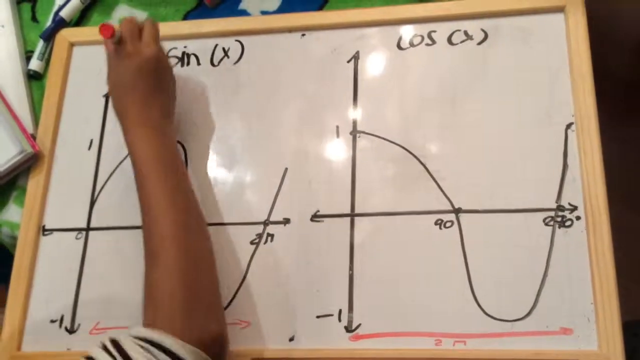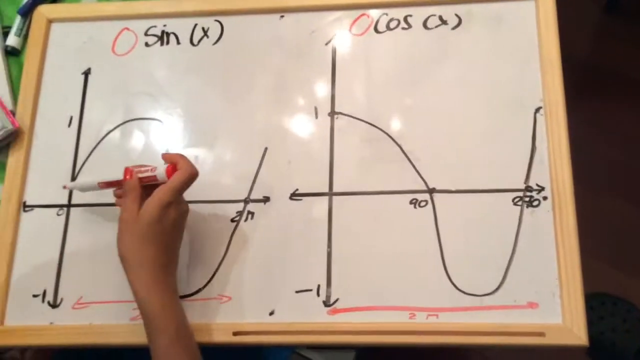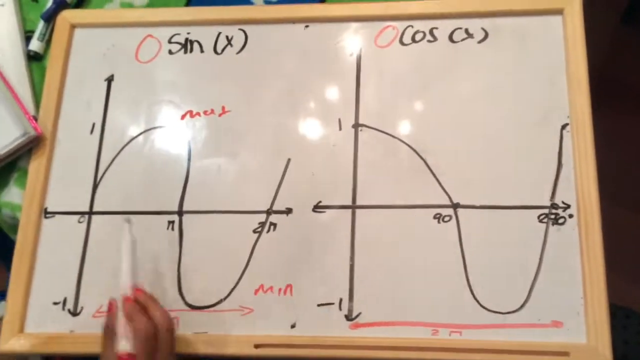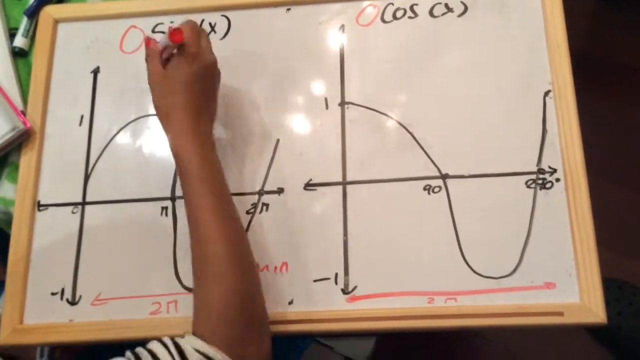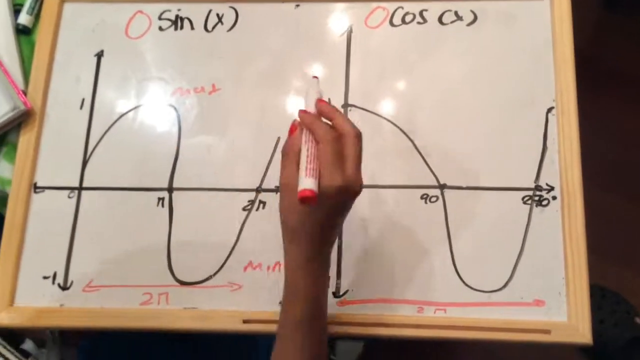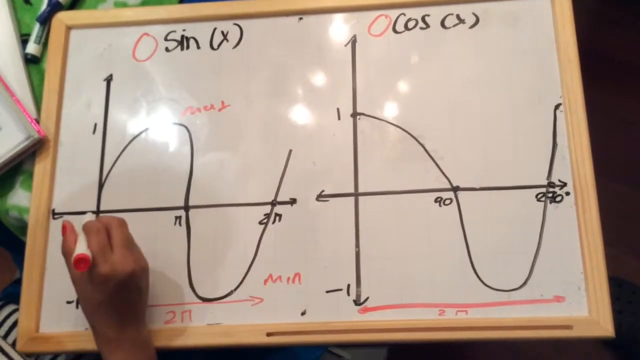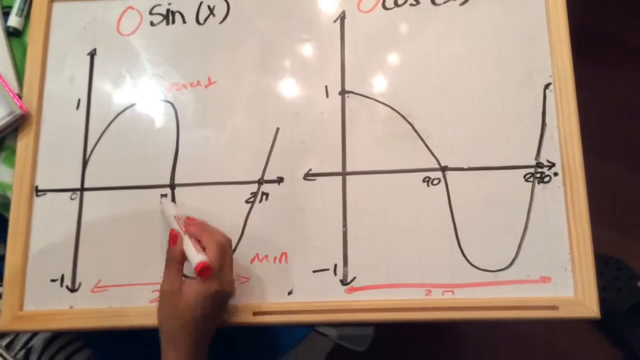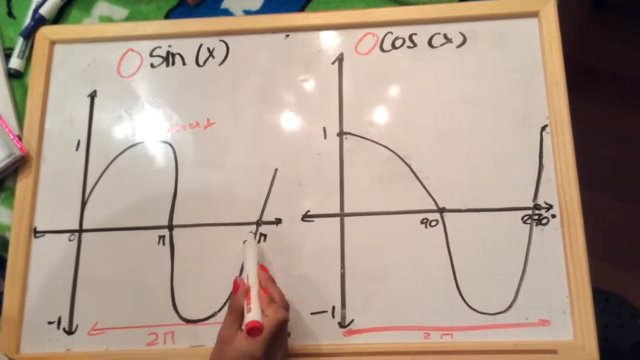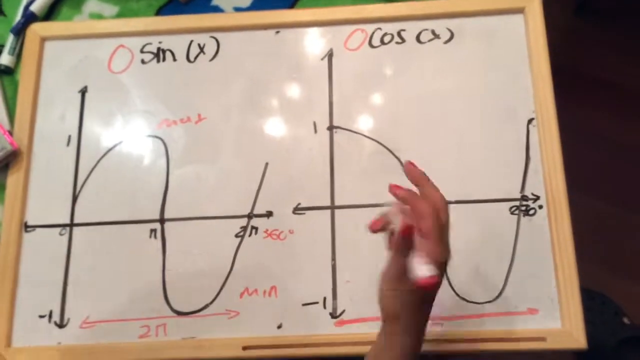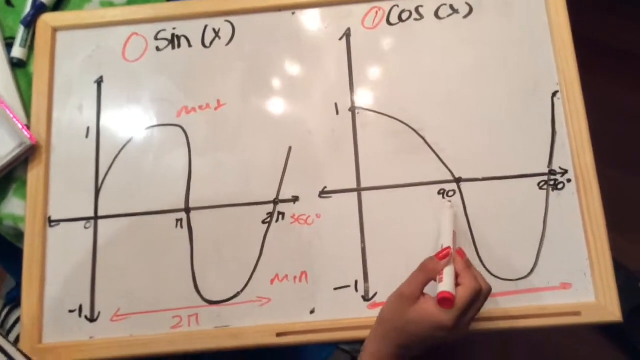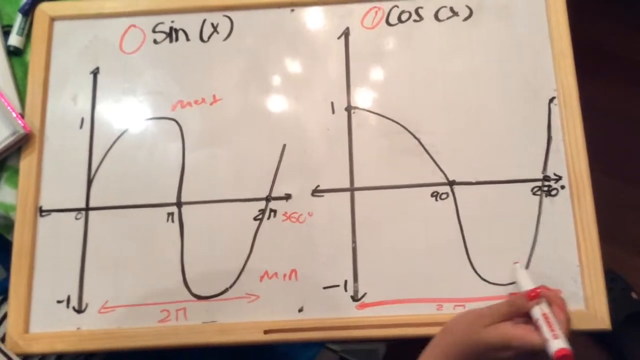Now here we have the graph of sine x and cos x. Both have the amplitude of 1, so the maximum point is 1 and the minimum is minus 1. Both will have the period of 2 pi, and the sine graph will always start at 0, intersect the x-axis at pi and then at 2 pi, and the cosine will always start at the amplitude, then intersect the x-axis at 90, and then at 270 degrees.